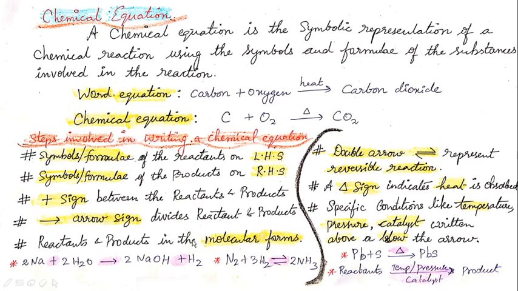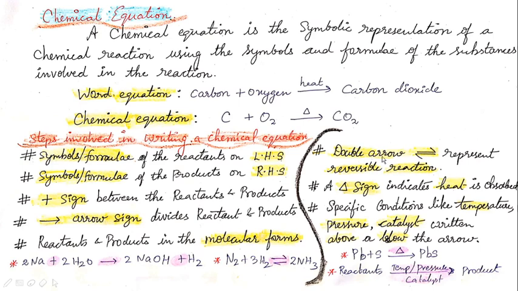And the reactants and products are in molecular form. So what is a molecular form? Molecular form here refers to how many molecules of the compound are present: one molecule or two molecules. To understand, I have given an example here: 2 sodium atoms plus 2 water molecules. So 2 is the number of molecules: 2 molecules of hydrogen, 2 molecules of the compound sodium hydroxide. So the reactants and products are in molecular form.